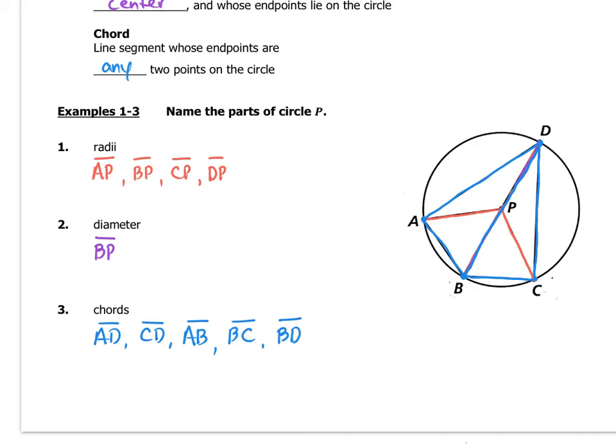And I just noticed that up here, this should say BD, not BP. Make sure you fix that on your notes, please. That's line segment BD for the diameter. Okay, let's go to the next page now and talk about a couple more vocabulary words dealing with circles.